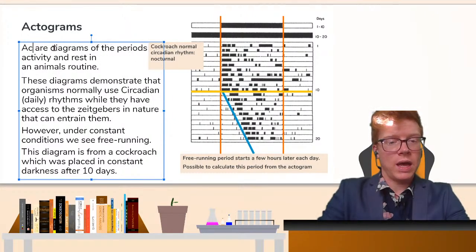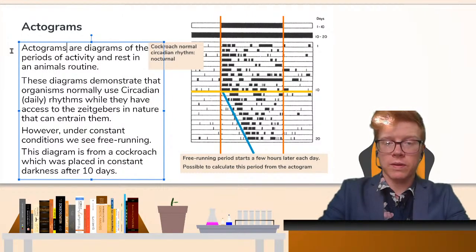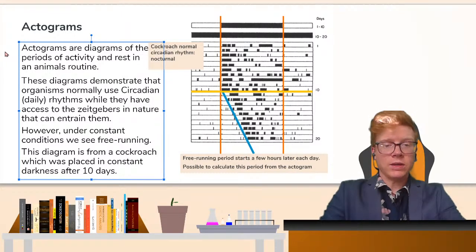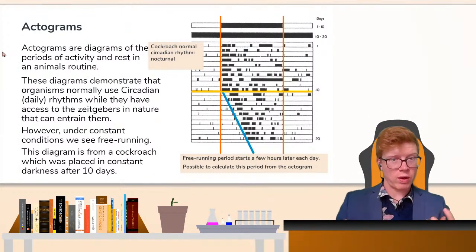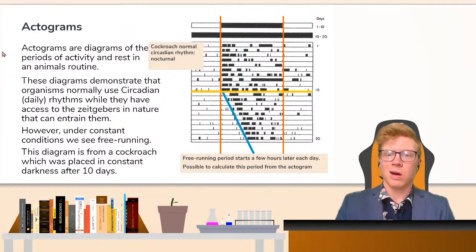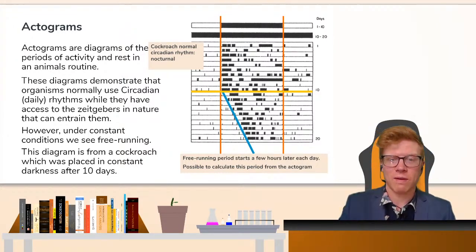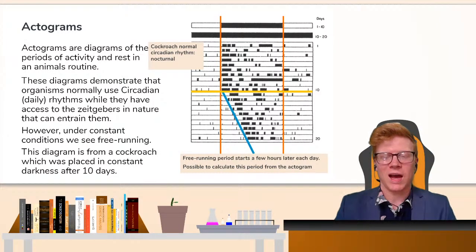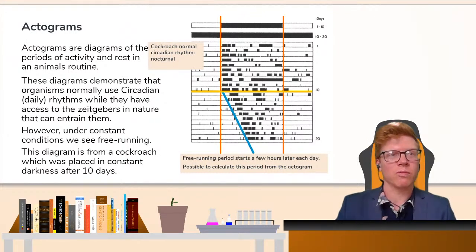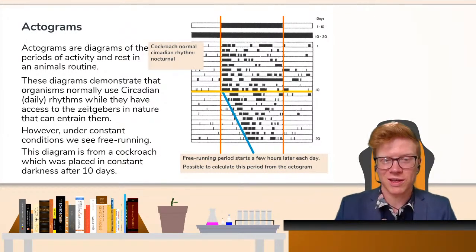Not activity, actograms. That's always a good way to start, isn't it? Okay. Actograms are diagrams of periods of activity and rest in animals' routines. I like to think of these diagrams kind of like Fitbits, and I know a number of you kids will have watches that do this for you and give you diagrams of when you're doing lots of movement and when you're not.